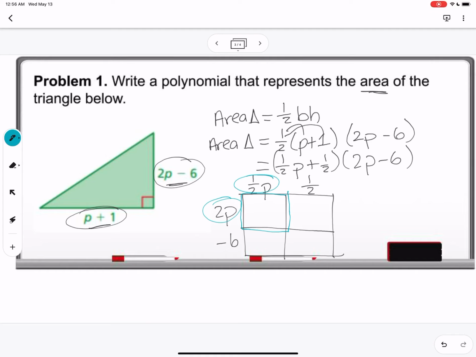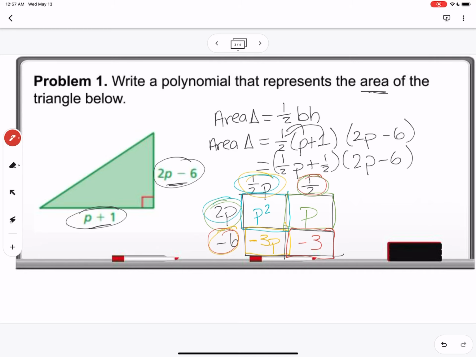the boxes. So this first box, I will multiply 1/2 p and 2p together, which is p squared. And the second box, the one on the top right hand side, I will multiply 1/2 and 2p together, which is positive p. On the bottom left hand corner box, I'm multiplying 1/2 p and -6 together, which is -3p. Make sure you're paying attention to your signs when you're multiplying. And 1/2 times -6 goes inside of this last box. So 1/2 times -6 is -3.